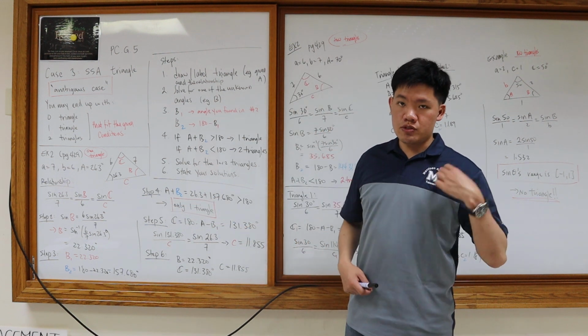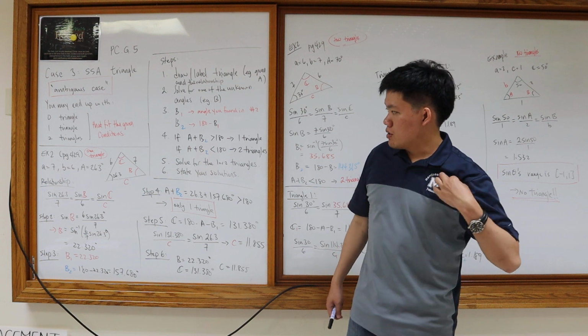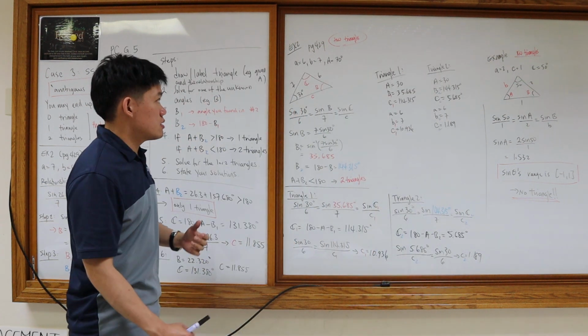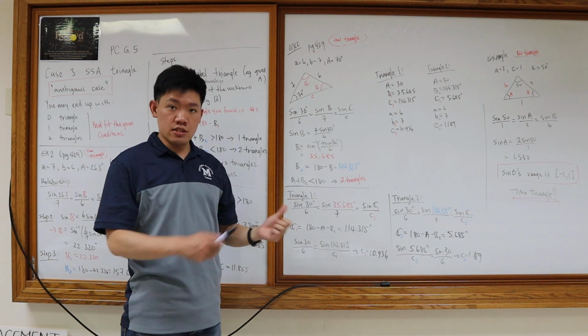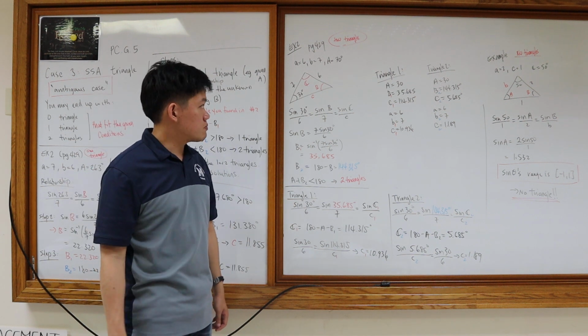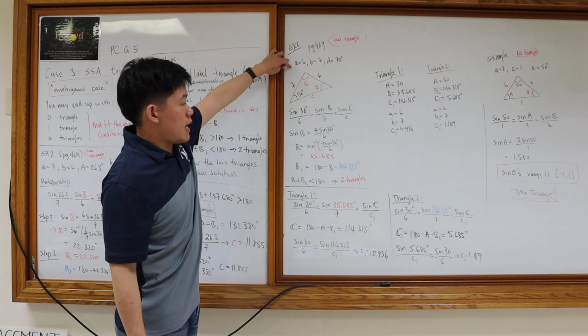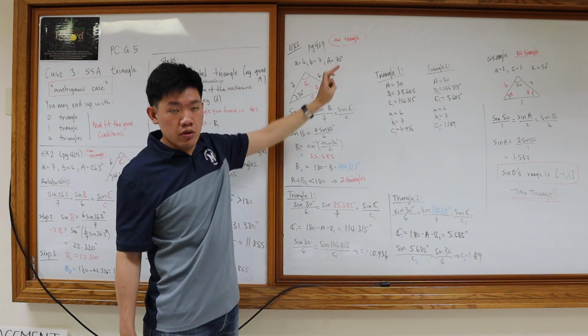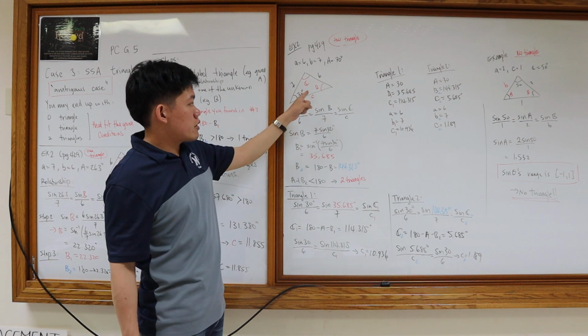Okay, so far so good? Let's move on to the next part, which is example number 2. This is also in your textbook, on page 429. In this situation, you end up with 2 triangles. We're given a situation: a is equal to 6, b is equal to 7, and angle A is equal to 30. So step number 1, draw your triangle and state the relationship.